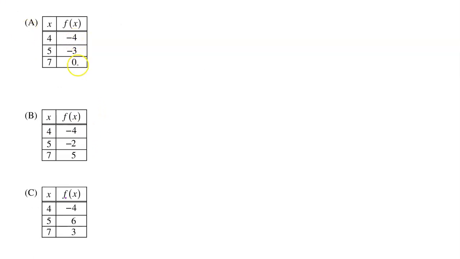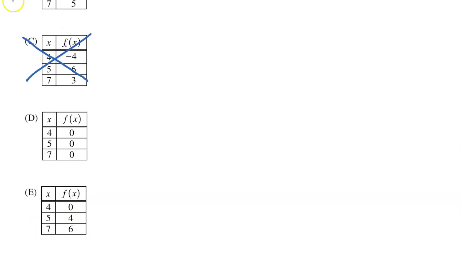Negative 4, negative 3, 0. That's increasing. Negative 4, negative 2, 5. Those are all increasing. Negative 4, 6, 3. 6 to 3, that's decreasing. So we can eliminate option C. 0, 0, 0. That's flat, not increasing. So we can eliminate D. 0, 4, 6, that is increasing.